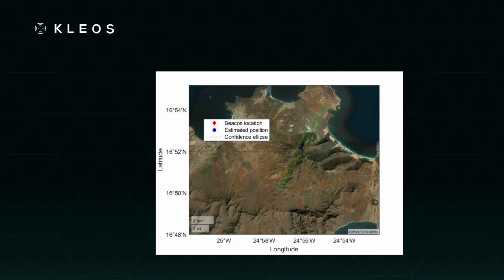To give you an example, in the white paper we did a capture using KSM-1 over the Cape Verde region, where we have a controlled beacon that is transmitting a signal at 4.2 watts. The true position of the beacon is inside the ellipse of 4.5 kilometer semi-major axis and 260 meter semi-minor axis. And the center of the ellipse is the estimated position.